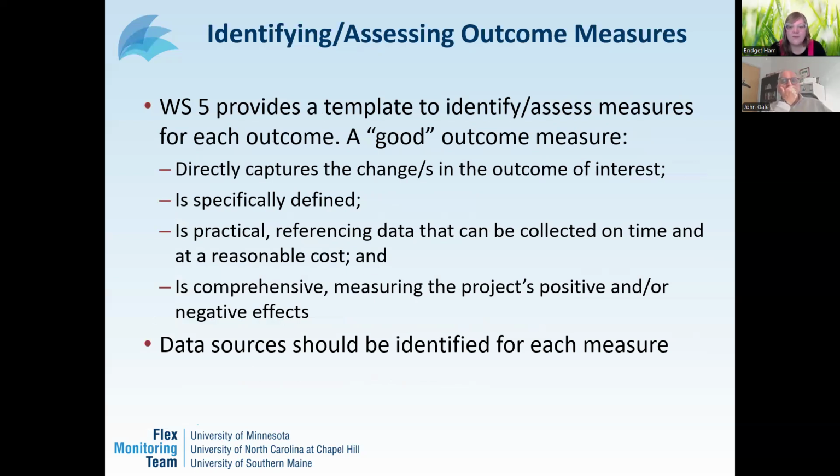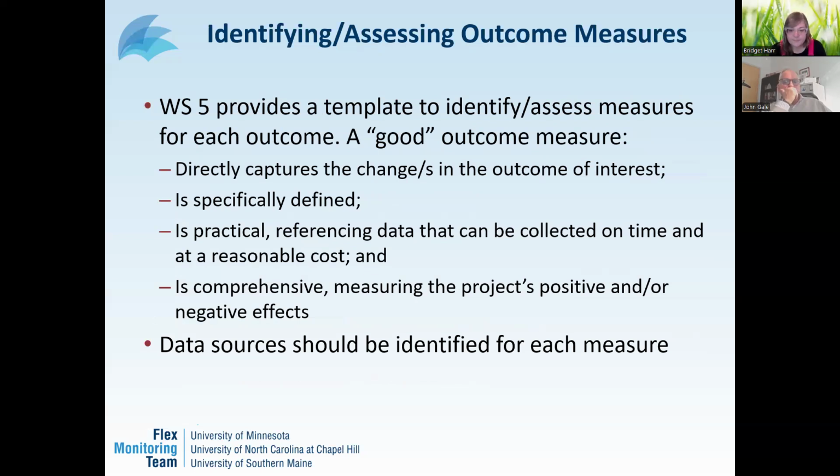Next, we're going to shift focus from what we want to achieve to how we'll know if we've achieved it. Worksheet 5 is all about identifying outcome measures. Good measures should be direct. They should actually and accurately capture the change you care about. They should be specific so that they can be consistently tracked. They should also be practical so you can reasonably and realistically collect the necessary data with attention to limits related to time and cost.